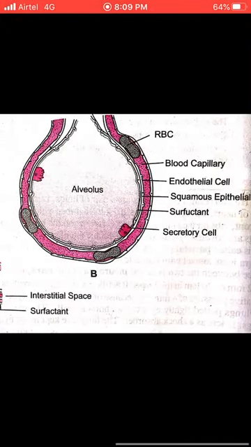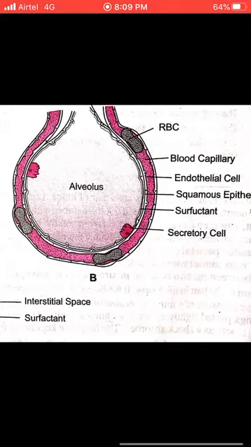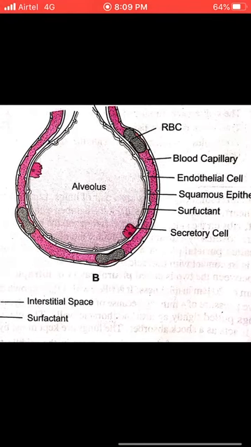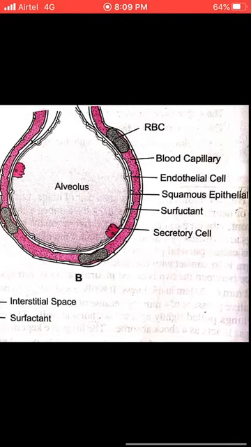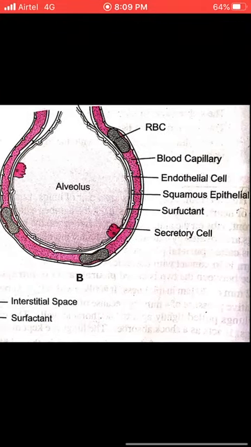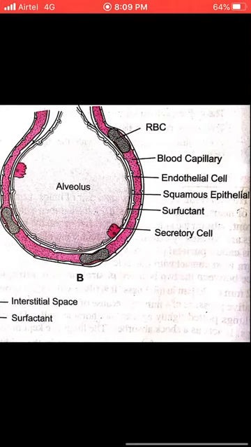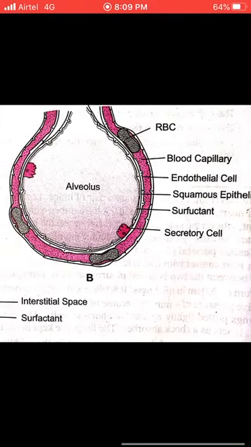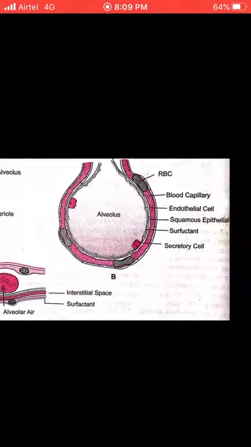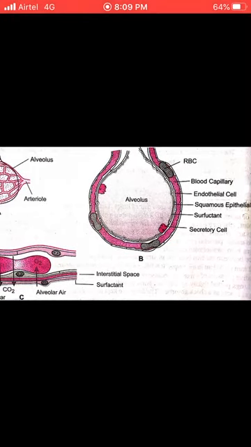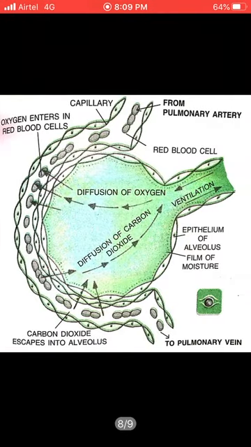Now coming to the alveoli, this is the structure of alveoli. The blood capillary is running in red color, having RBCs. The endothelium cell is there, squamous epithelium is there, surfactant is there, and secretory cells are there, and the alveolus is there. How does the exchange of gases take place? Let's see this. Now this is the figure in which it will be explained.